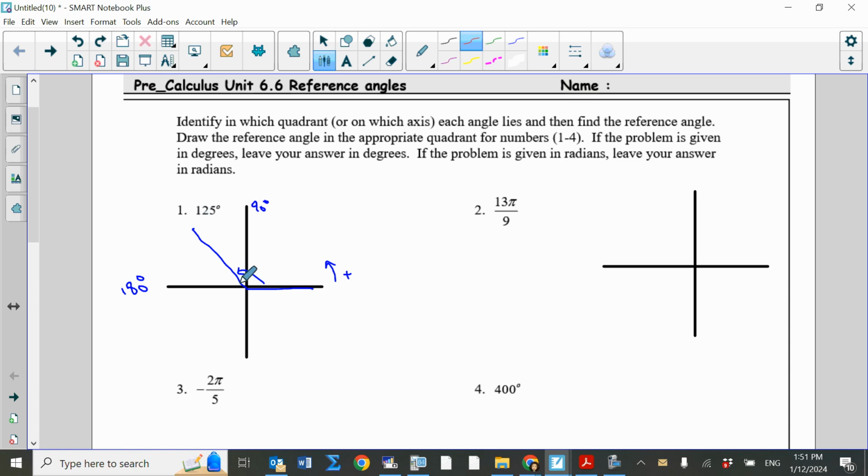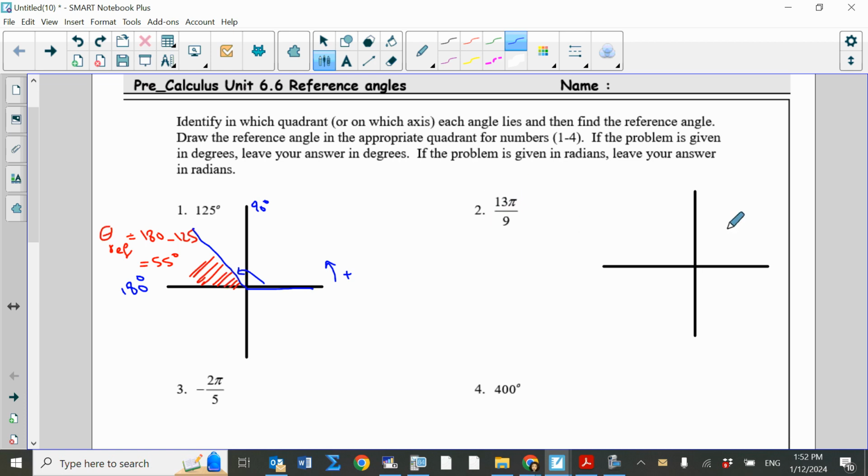And what is the reference angle? That's the shortest distance between the terminal side and the x-axis, which is here. What is the measure of that? Theta reference will be 180, that's this distance, minus 125, which is 55 degrees. So that's the reference.